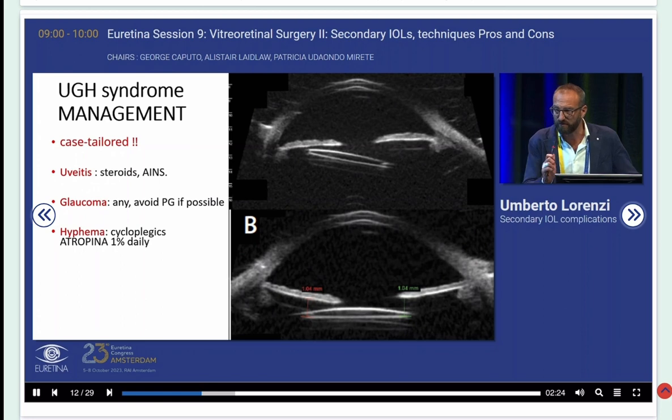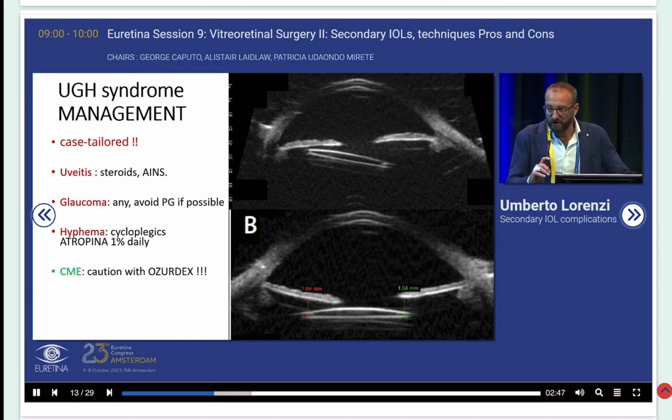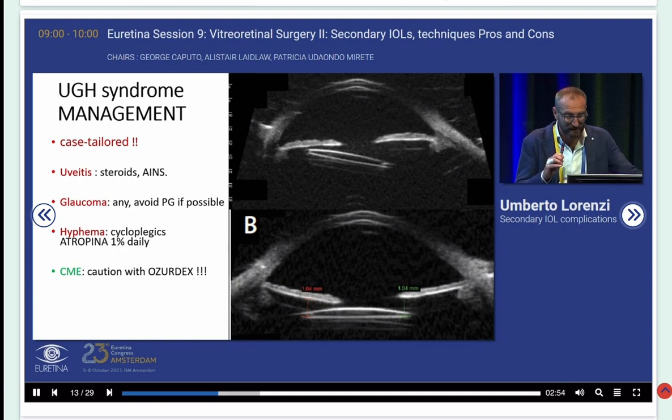The management of the UGH syndrome is mainly medical, and we have three components: uveitis, so steroid; glaucoma, any kind of drops, but if we can, avoid prostaglandin because of inflammation; and to reduce the rubbing of the iris, we can use a cycloplegic like atropine once a day. For the edema, prefer topical drops, and remember that an intravitreal device like Ozurdex can be dangerous because it can migrate in the anterior chamber.